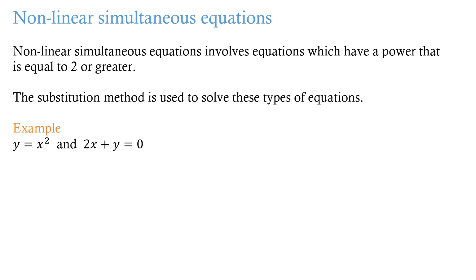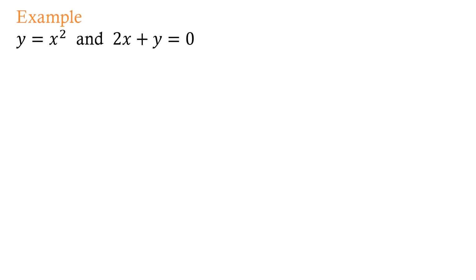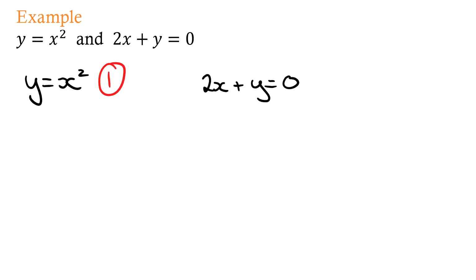What we're going to do is start with our example down here, where we have y equals x squared and 2x plus y equals 0. First I'm going to write these equations down and label them to make things a little easier when I'm talking about them. From now on this is going to be equation 1, and this is going to be number 2. Now I want to substitute equation 1 into equation 2.